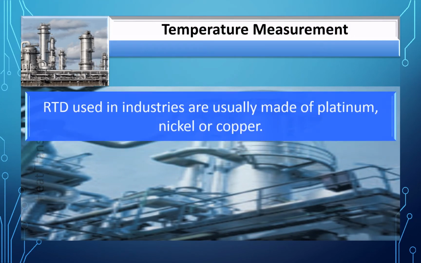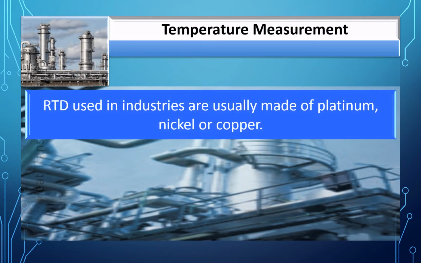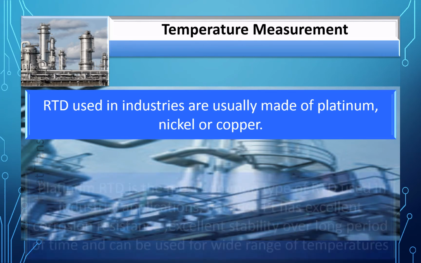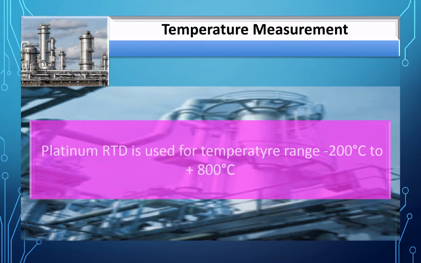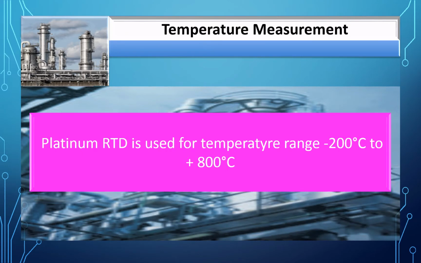RTDs used in industries are usually made of platinum, nickel or copper. Platinum RTD is the most common type of RTD used in industrial applications because platinum has excellent corrosion resistance, excellent stability over a long period of time, and can be used for a wide range of temperatures. Platinum RTD is used for temperature range from -200 degrees centigrade to +800 degrees centigrade.